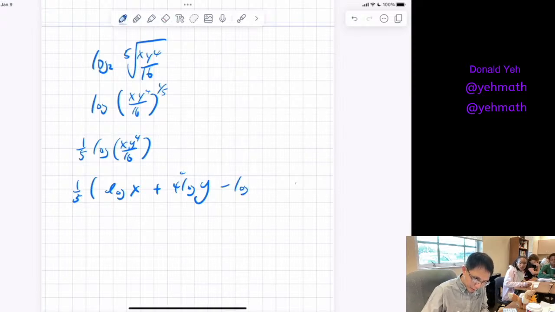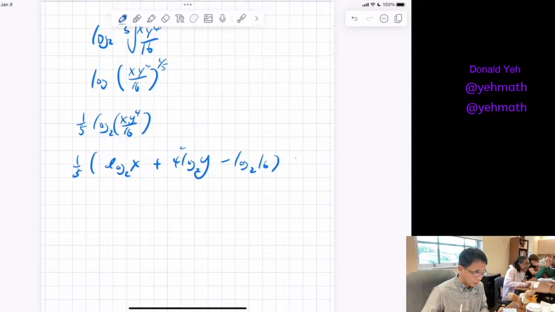minus log, wait, what base is this? Base 2, I just need to write down 2. And this is log base 2 of 16. Which is log base 2 of 16 is what? Which one is it? 2 to which power is 16?